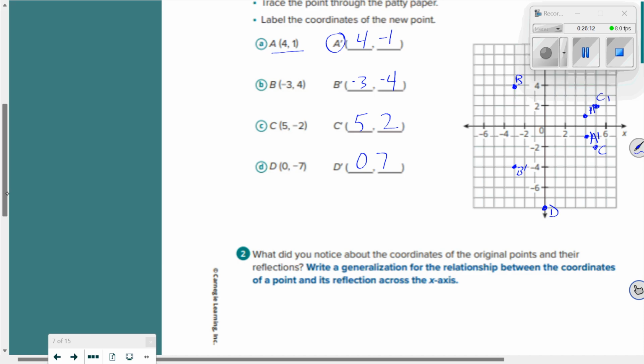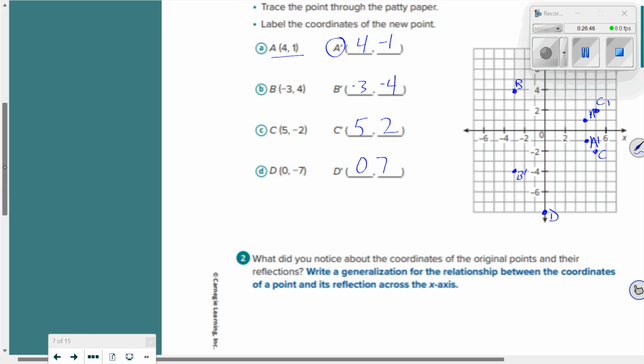I had one person, who I won't name since it's on YouTube, say it was negative. That's not true. I had another that said it was opposite. Yes, that is correct. With my y, when I reflect over the x-axis, my y changes to the opposite. I went from -1 to 1, 4 to -4, -2 to 2. So did it become negative? No, it went to the opposite. So what can we say about reflecting over the x-axis?